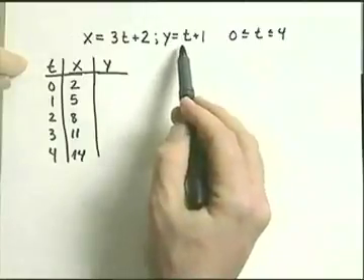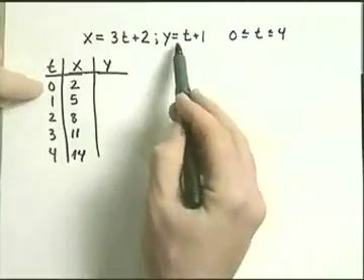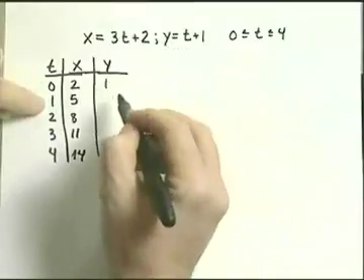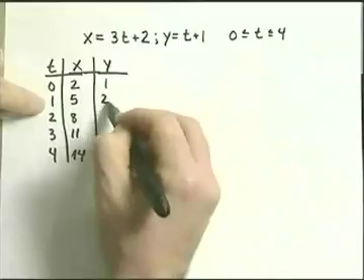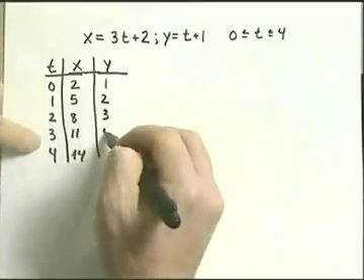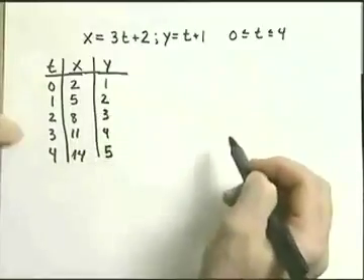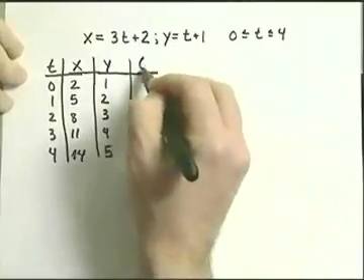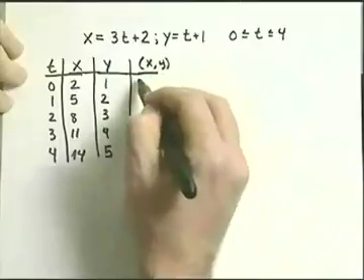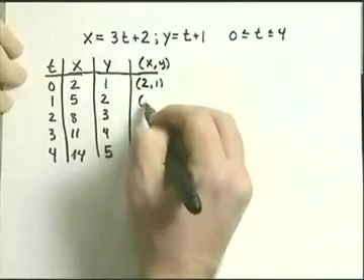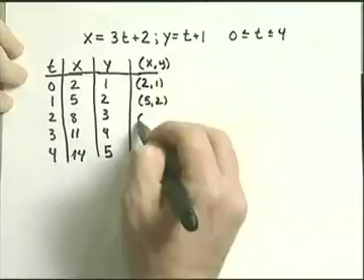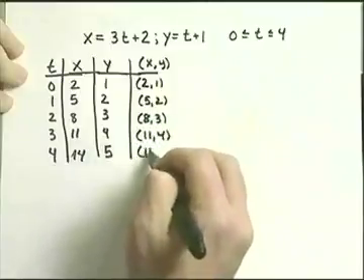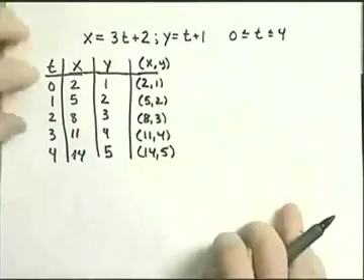Now I'm going to do the same thing for the y values. When t is 0, I have y equals 0 plus 1, which is 1. For t is 1, I get y is 2, 3, 4, and 5. Now what I need to do is plot the ordered pairs (2, 1), (5, 2), (8, 3), (11, 4), and (14, 5).